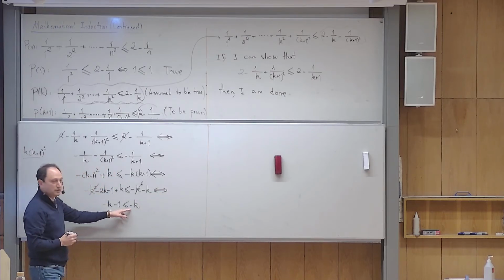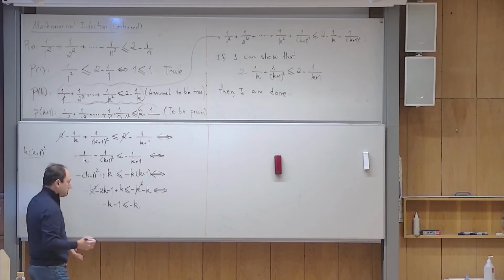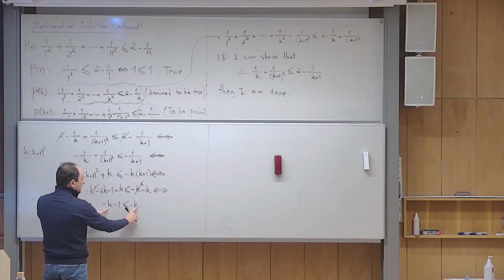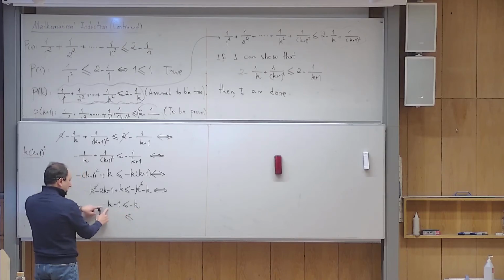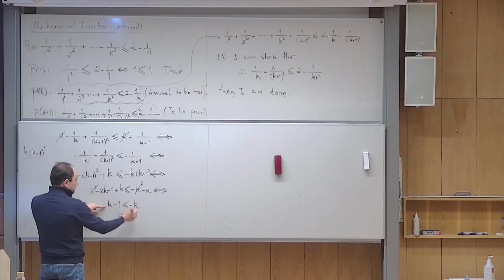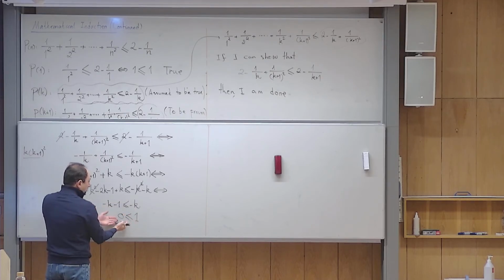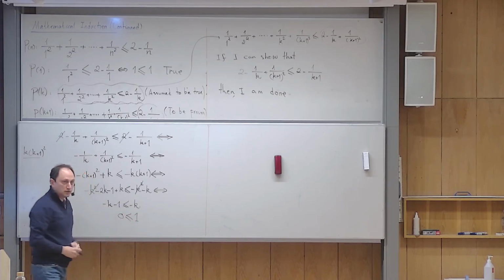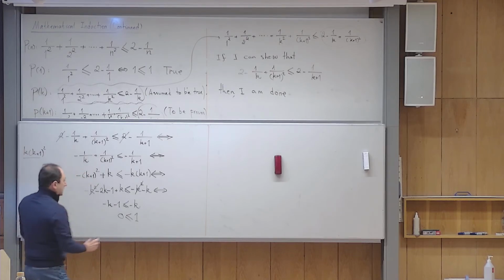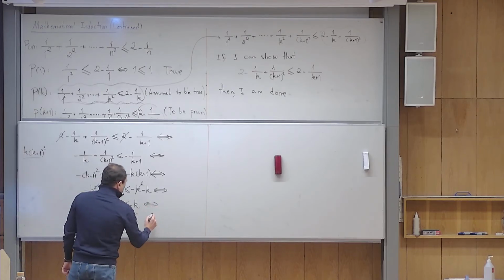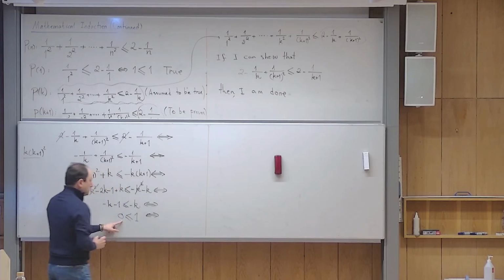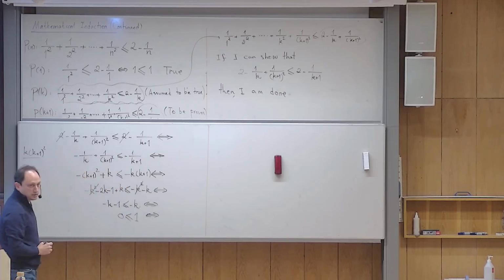If you still doubt it, you can just continue. You can move minus k to the left, 1 to the right. So if I move minus k to the left, it becomes 0. I move minus 1 to the right, and then hopefully you cannot deny that. So what does this mean? The last statement, is it true or false? 0 less than or equal to 1.